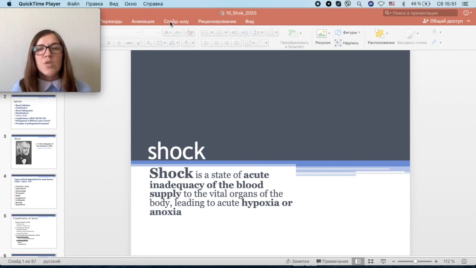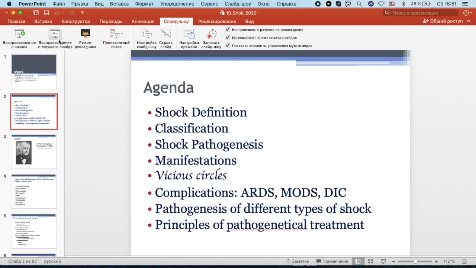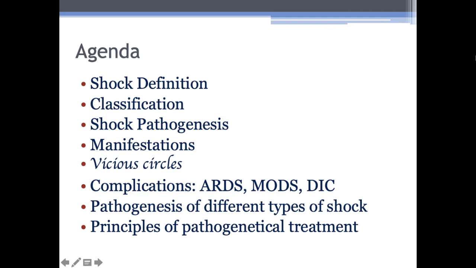But before this, let's go through the agenda of today's lecture. So what we have to know. First of all, we have to tell about the definition, as I told before. Then we move to the classification and discuss the different types of classification and division of shock according to the etiological factor, according to pathogenesis, and according to the stages of development. Then we move to the clinical manifestation of shock and discuss the mechanism of development of damage of inner organs, such as shock kidney, the concept of shock lungs, shock intestine, etc.